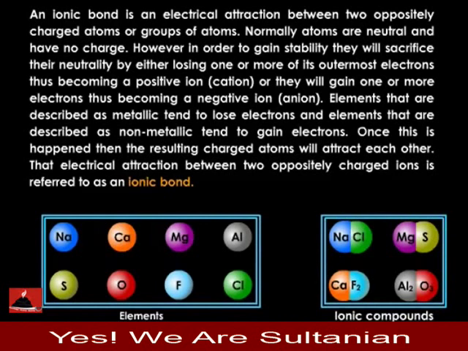Click on the symbols of elements on the left-hand side to view their electronic configurations one by one. Then click on ionic compounds represented on the right to see the formation of the ionic bond between the two elements forming the compound.